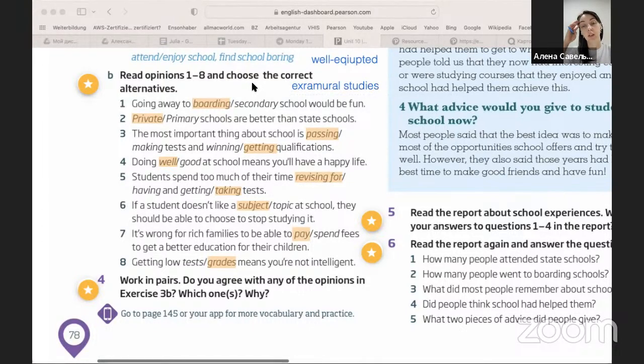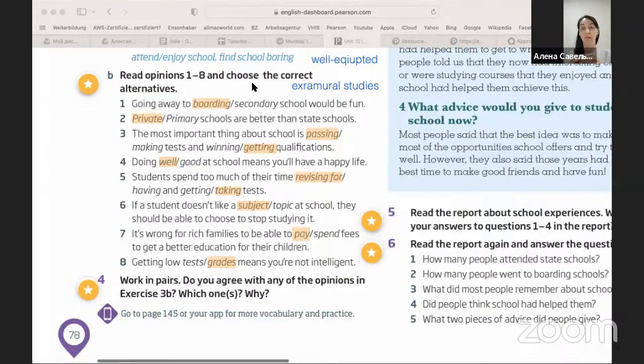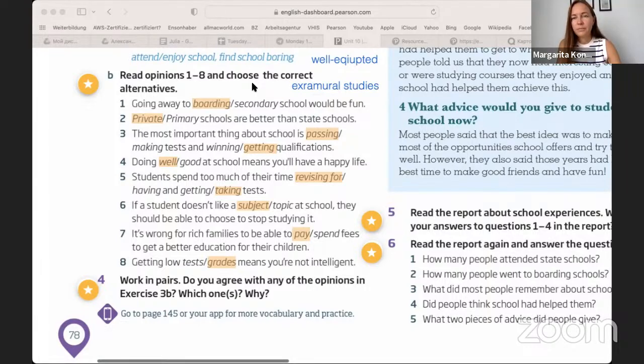When I studied at university, it was extramural studies, and we had a short time for revising for and taking tests. We really learned for passing exams, for taking exams and passing exams, and it was really short time. So that's why I agree with this sentence.